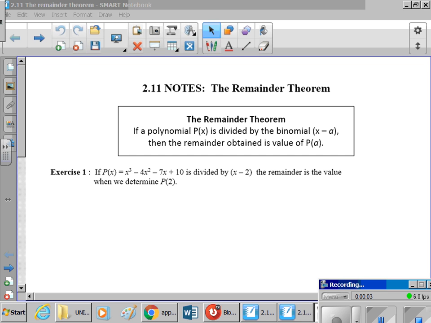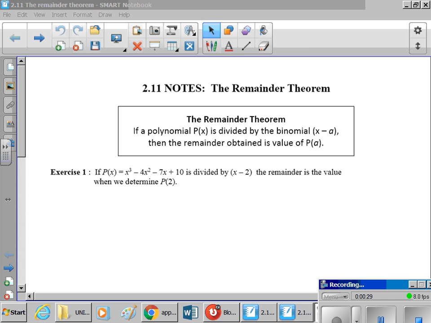Welcome back. Today's lesson is 2.11, the remainder theorem, for Algebra 2. The remainder theorem is directly related to polynomial long division that we just did in our previous lesson. It says if a polynomial p of x is divided by a binomial x minus a, then the remainder obtained is the actual value of p of a.